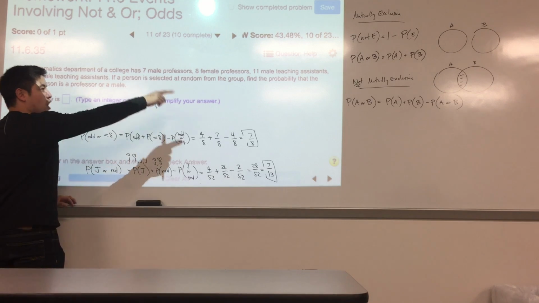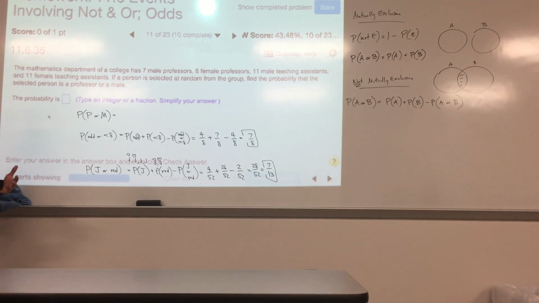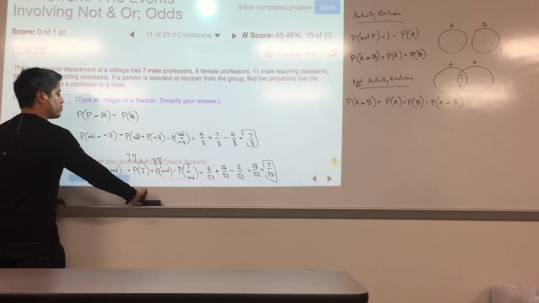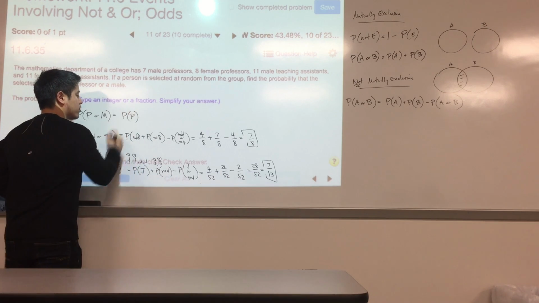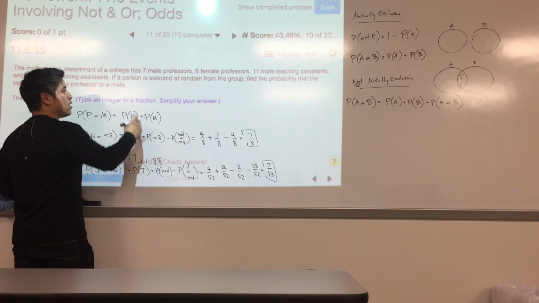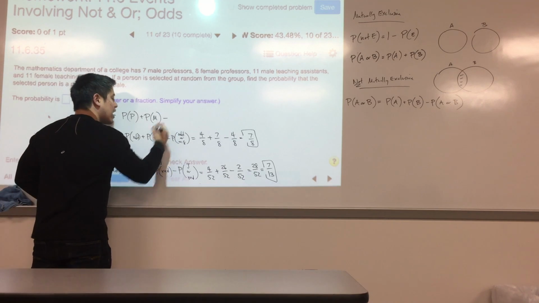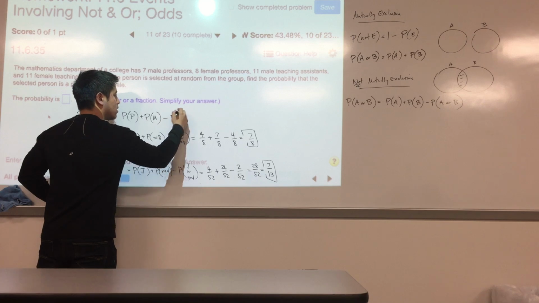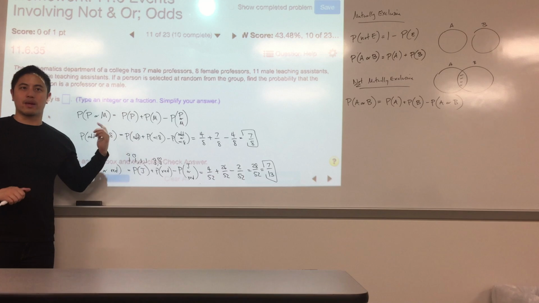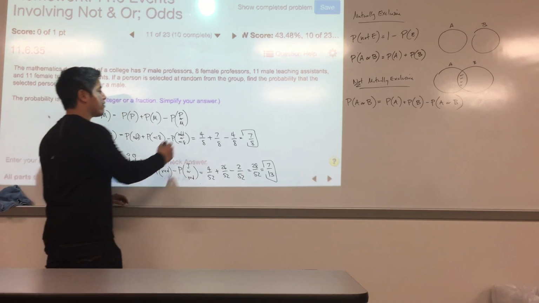So this is indeed a not mutually exclusive scenario because there are professors that are male, teaching assistants that are male, professors that are female, and so on. So there is overlap. So what we need to do is figure out the probability of getting a professor. Then we need to find the probability of getting a male teacher of some sort, professor or teaching assistant. And then we need to subtract professors who are also male so we don't have duplicates. Does that make sense, guys? Okay, so that we don't have duplicates.